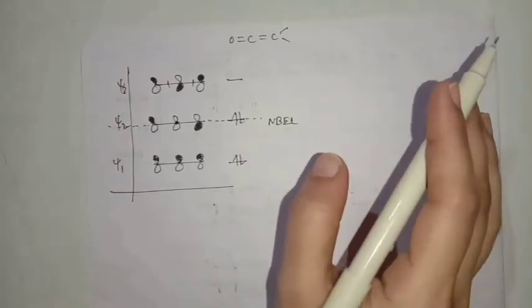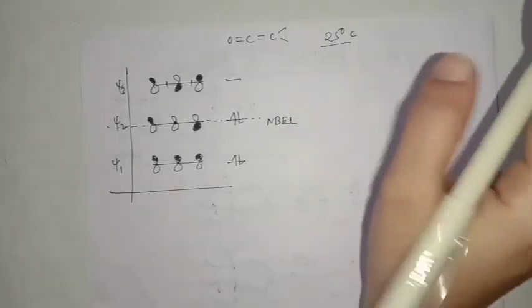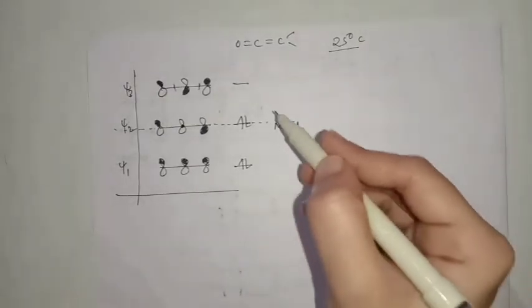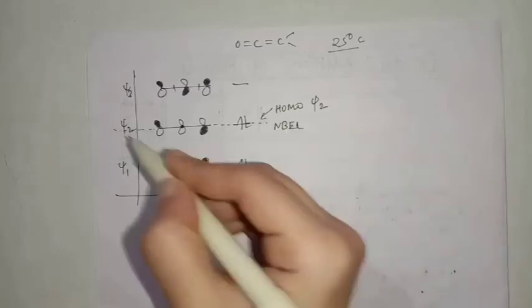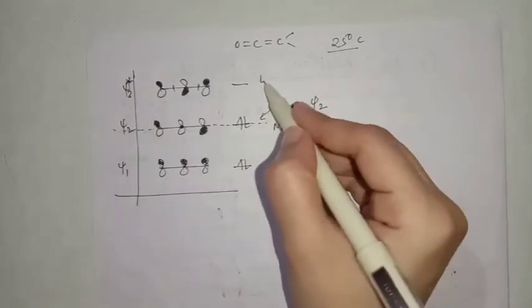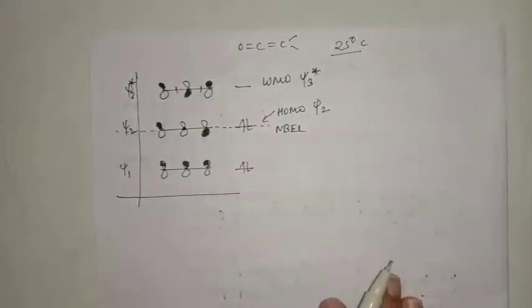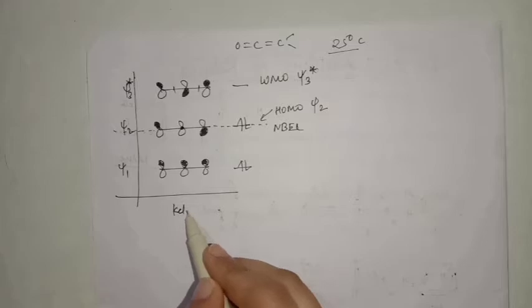As ours is a thermal system, we are going to do our reaction at 25 degrees Celsius, right? So it is a thermal system, 1, 2, 3, 4, and there is no excitation. Now you can see which one is the HOMO: psi2 is the HOMO and psi3 star is the LUMO. Now this is our first system, that is our ketene molecule.